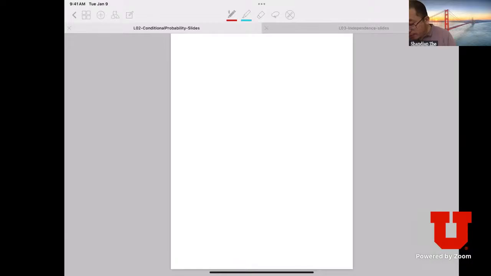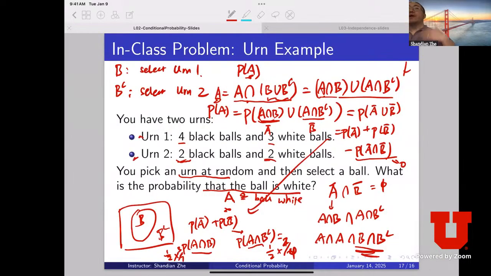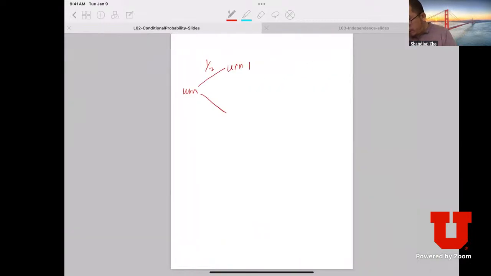the urn selection, right? So you got 2 possible selection results, right? You select urn 1. This will have half probability, right? Remember, we have 2 urns, right? You have an equal chance to select each urn. That means you have half chance to select urn 1, and you have half chance to select urn 2, right?